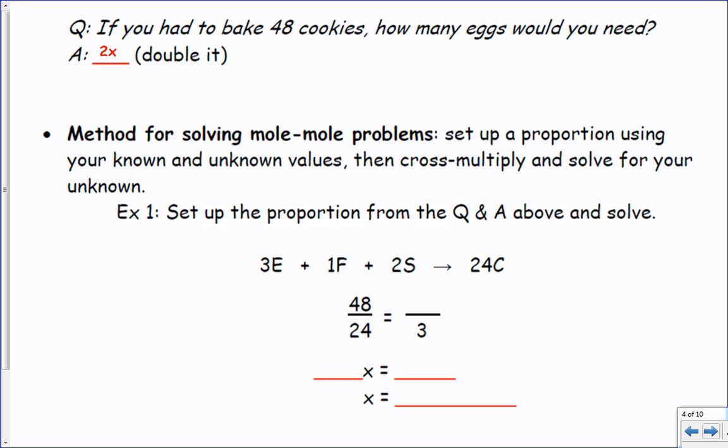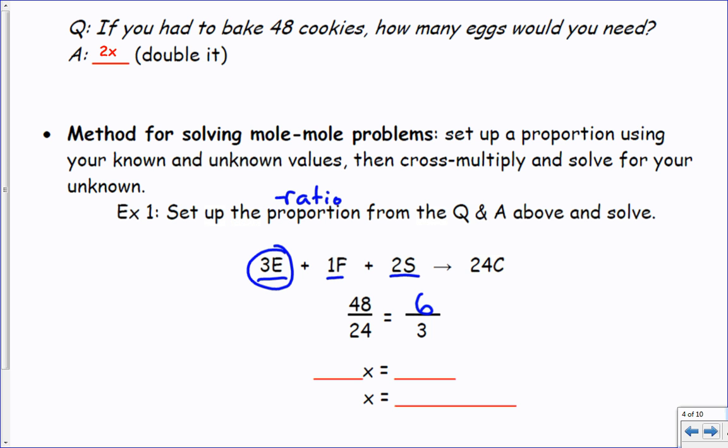Method for solving mole-to-mole problems: we need to set up our proportion. Another word for proportion is ratio. So I need 3 eggs, 1 cup of flour, and 2 cups of sugar to make the 24 cookies. Well, if I'm going to make 48, 48 divided by 24 is what over 3? Because I have 3 eggs. So what do I need for eggs now? 6.